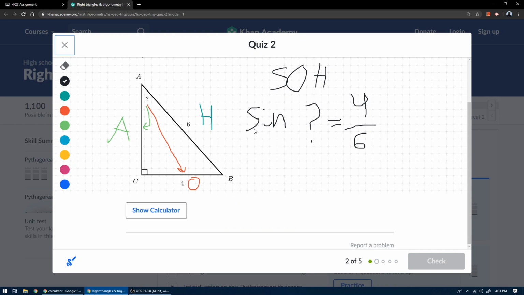So to find what this angle is, I need to do the opposite. I need to take this away. I need to remove it. I need to take this sine away so that what's left will be this. How do I do that?